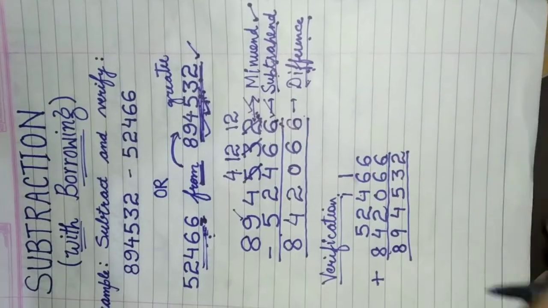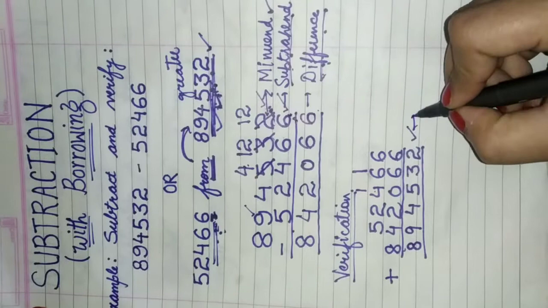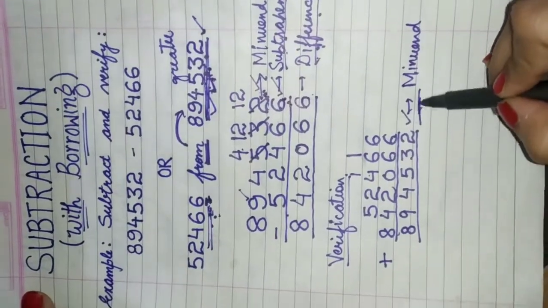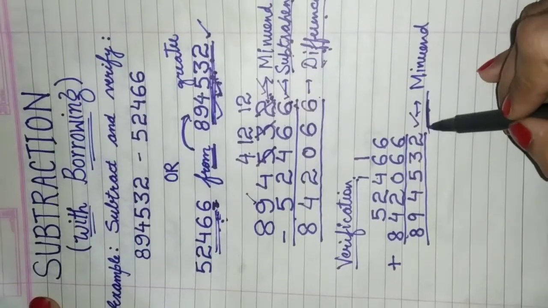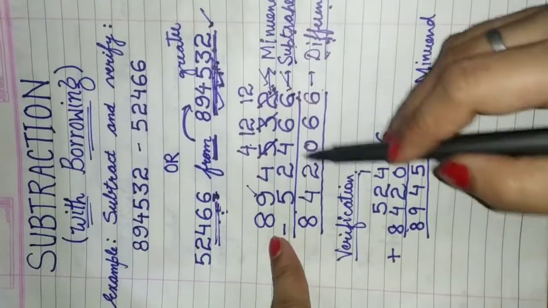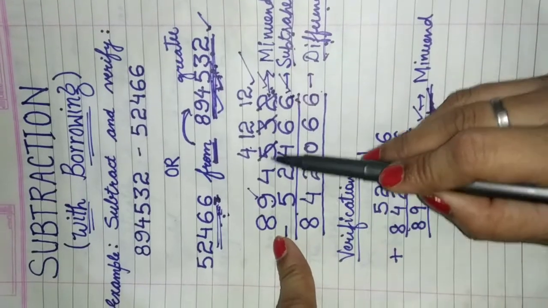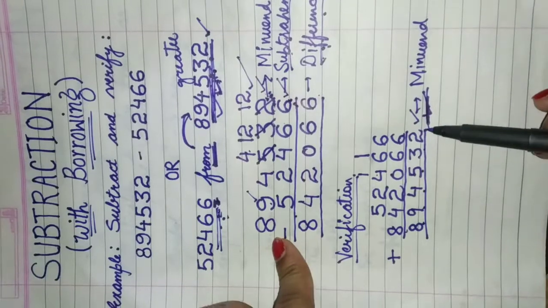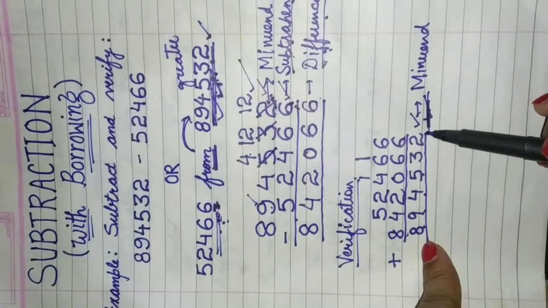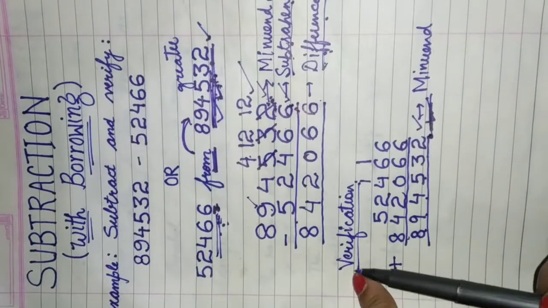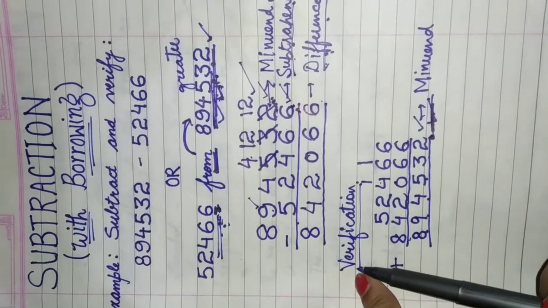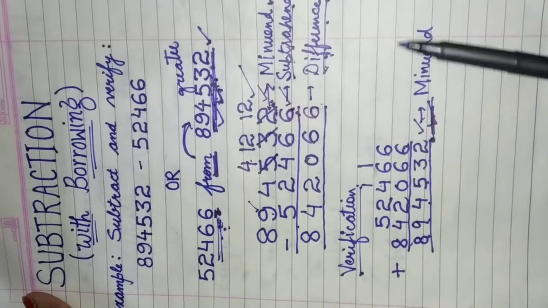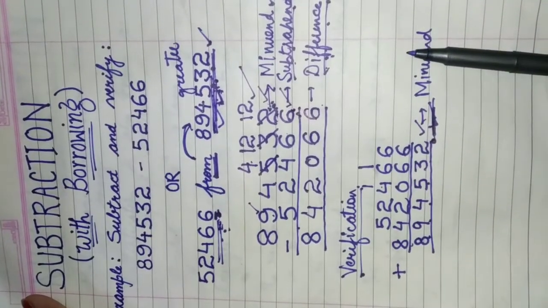And this is 8. As you can see, if I compare, this is the minuend. If you compare my answer after adding the numbers, it is exactly equal to this minuend. 894532 is exactly equal to 894532. It means that our answer is correct. In this way you have to do the verification, right children? You can divide the sheet into two parts. Here you can do the subtraction and here you can show the verification in the notebook, right?